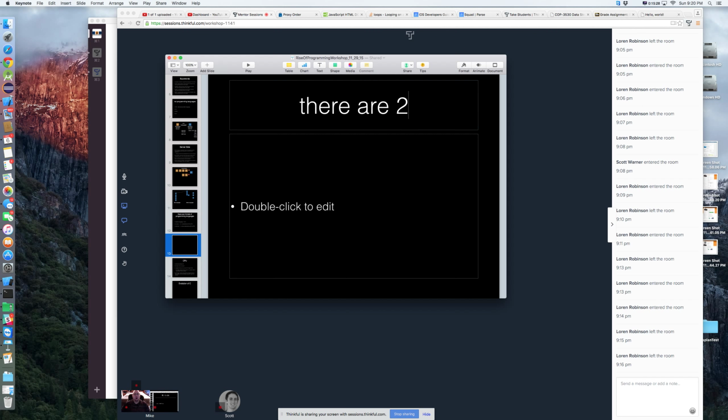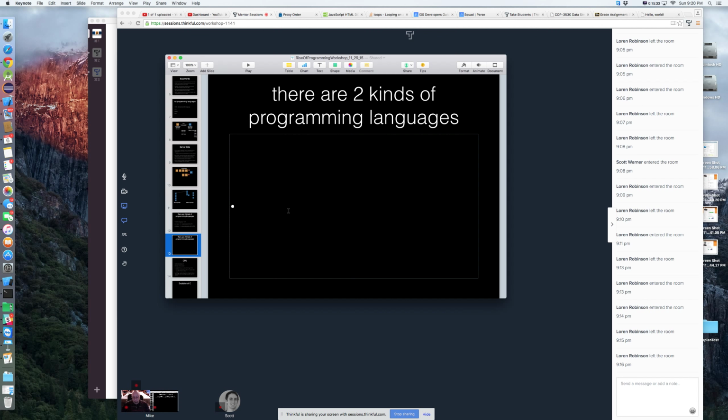Next, there are 2 kinds of programming languages. We have interpreted languages and we have compiled languages. We like to think of interpretive languages as being relatively slow and compiled languages as being relatively fast. Okay? So we might say, well, why would we ever want a slow language? Well, notice I've used the word relatively there. Our computers are pretty fast. Therefore, even the slower language is going to feel real-time to a human being.